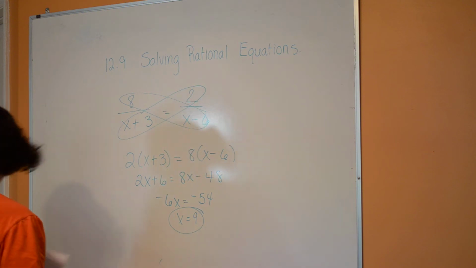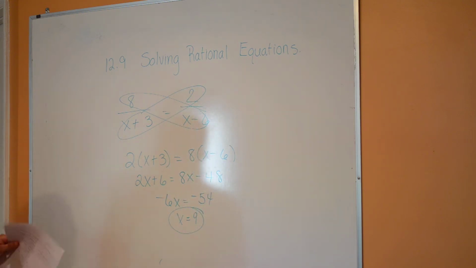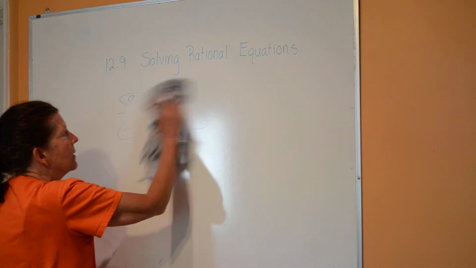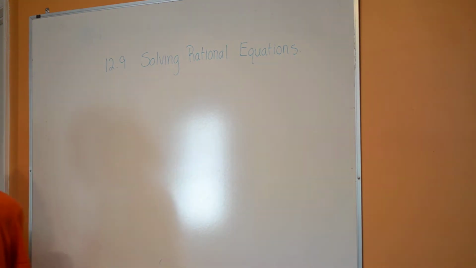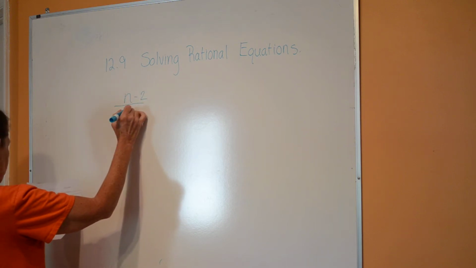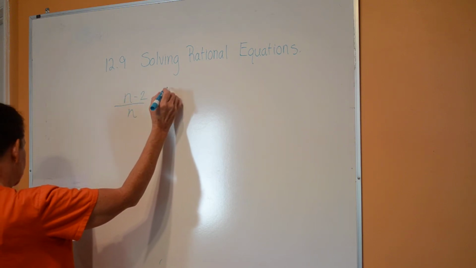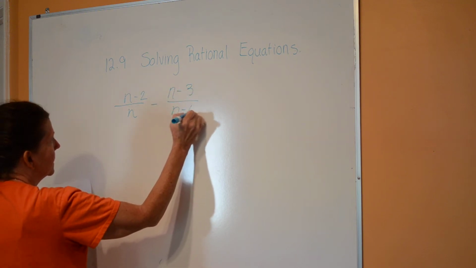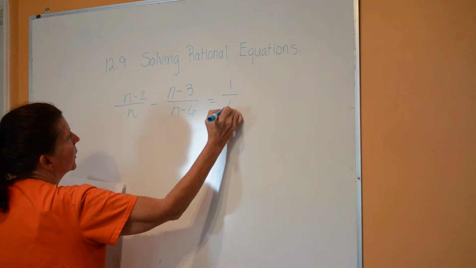Now that's one type of problem that we're going to have with the equations. That's probably the easiest type. And then we'll move on to one that's going to involve finding a common denominator. You have n minus 2 over n minus 3 over n minus 6 equals 1 over n.